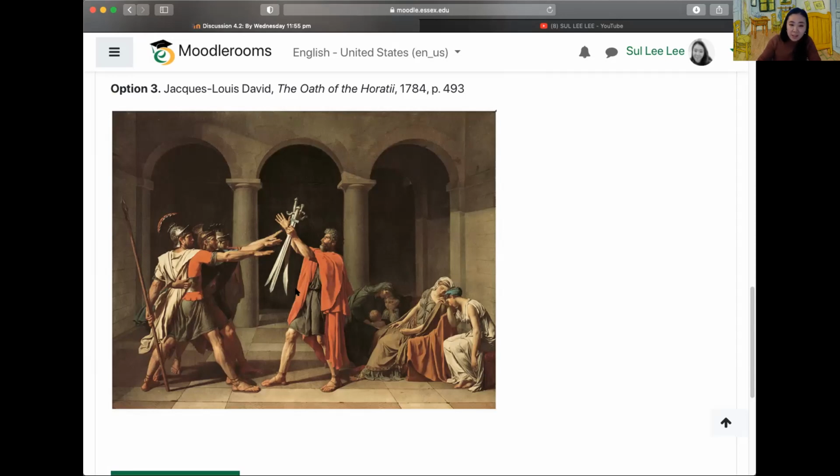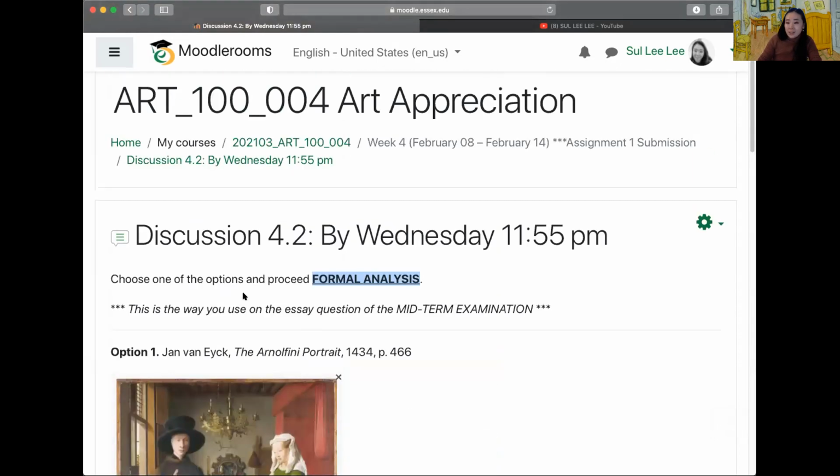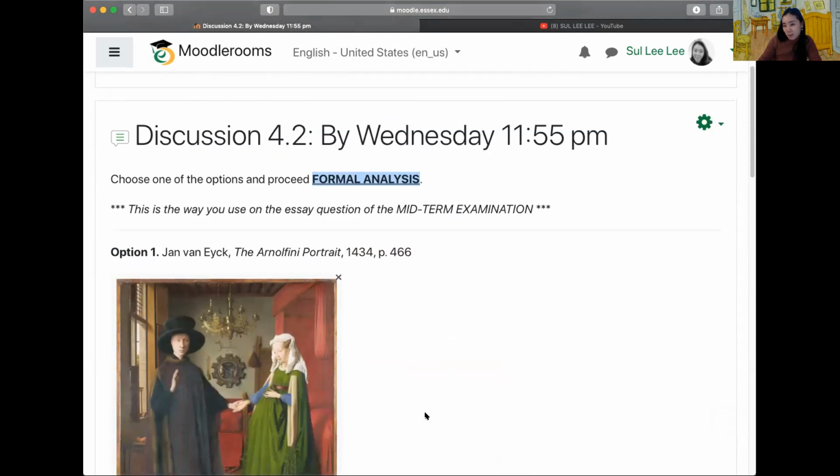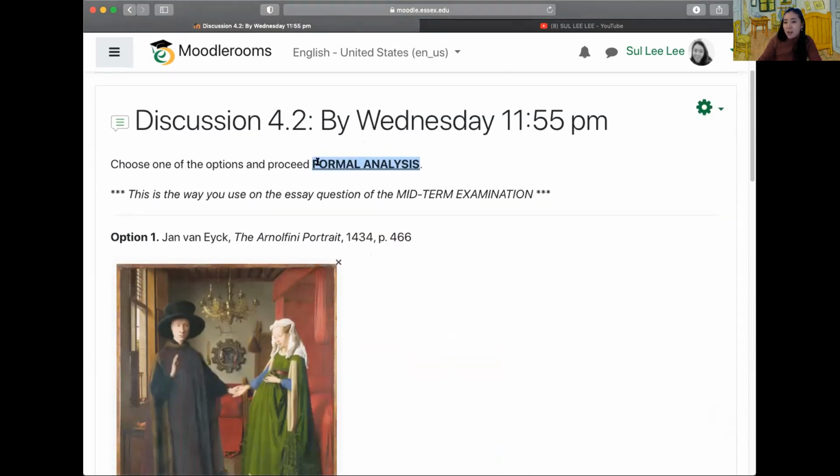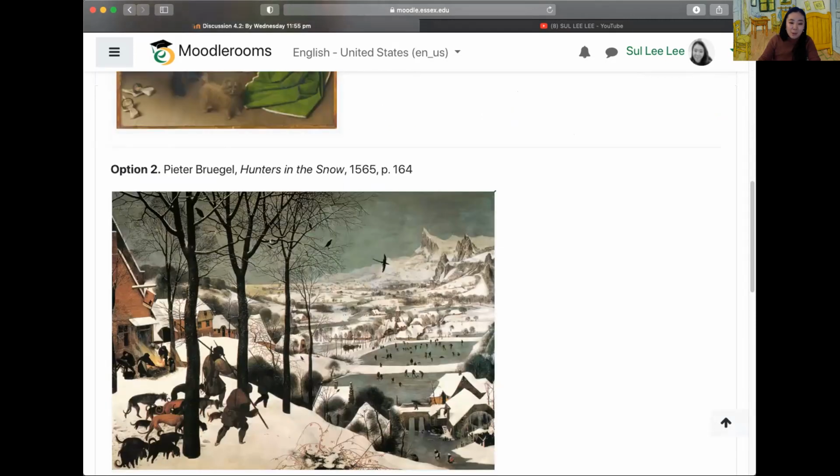This discussion is really important because, as I mentioned on the first day of the course, we have the essay question in the midterm, right? This is it. You're going to proceed with the formal analysis for the essay question, okay? You will see an artist's artwork, and then you're going to proceed with the formal analysis. So this discussion's topic is going to be really good practice for the essay question, okay? Any questions?